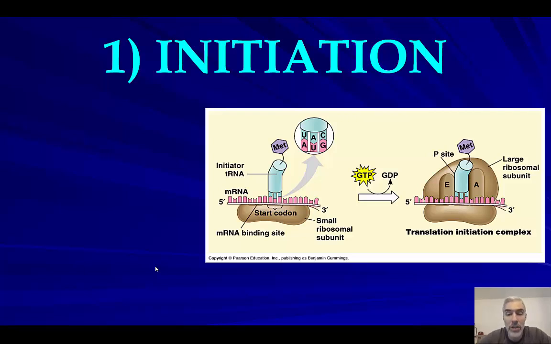So here's showing you initiation. You see the small subunit attaching to the mRNA. You see the first tRNA come in with methionine attached, because AUG is always the first start codon. You can see that actually right up here, right?